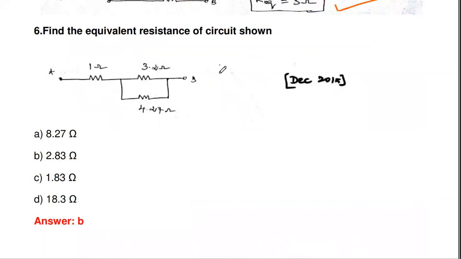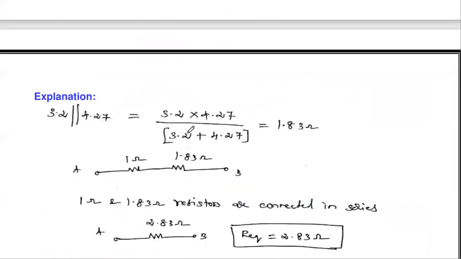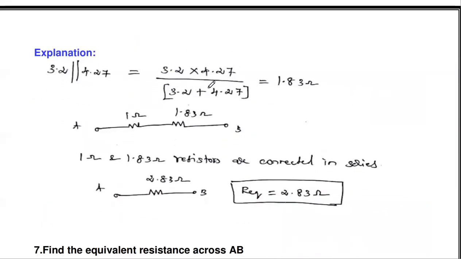Okay, then the next question. Find the equivalent resistance of the circuit shown. Here the diagram is given. This is a December 2015 question, a 2-mark problem. So how to reduce this circuit? First you see this 3.2 and 4.27, how they are connected: parallel. Then this parallel combination is in series with 1 ohm. So first you calculate 3.2 and 4.27 in parallel.